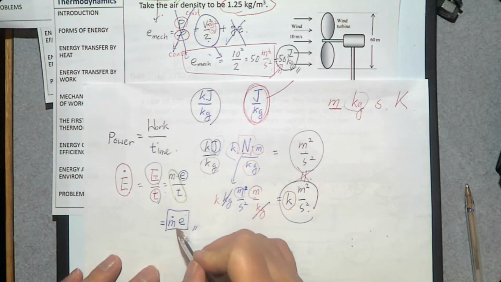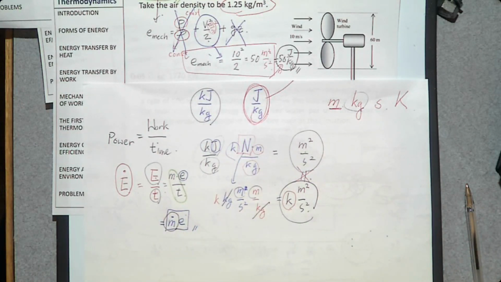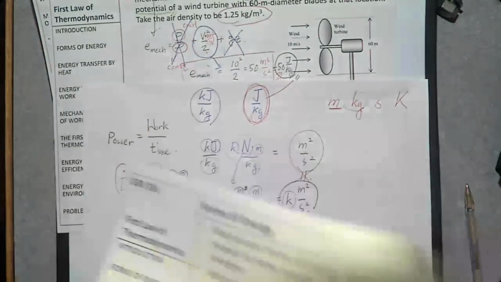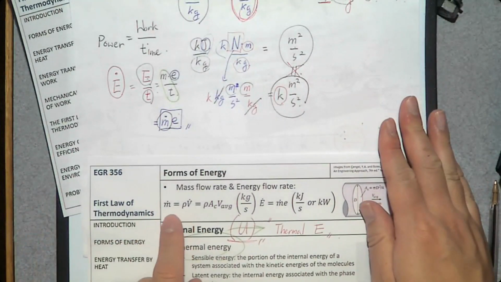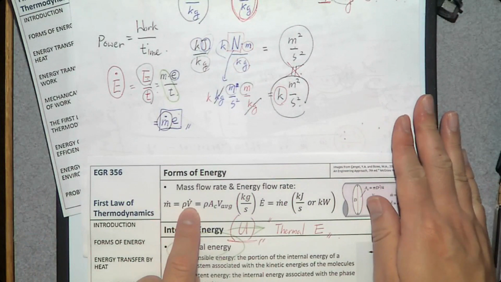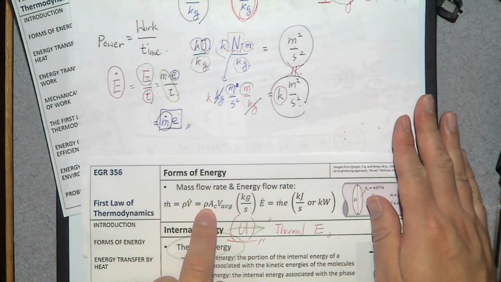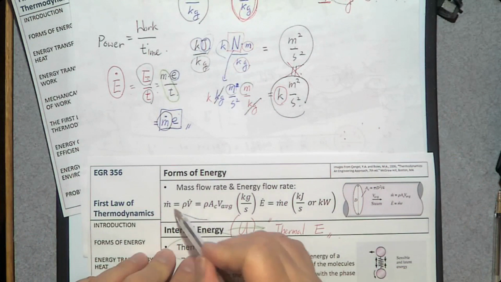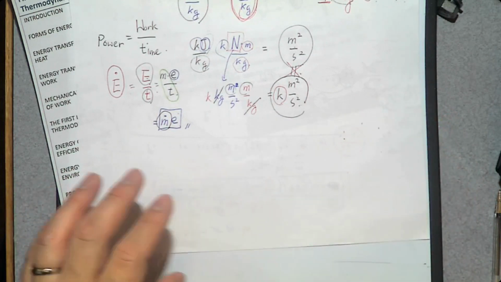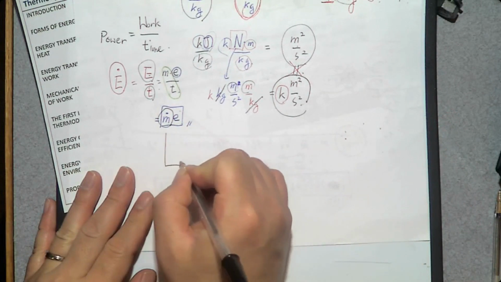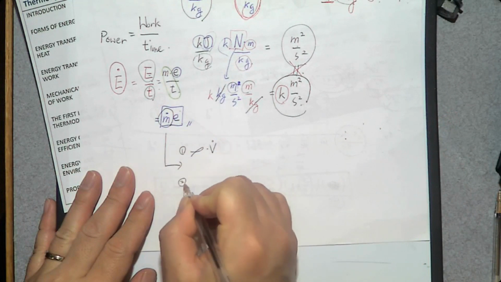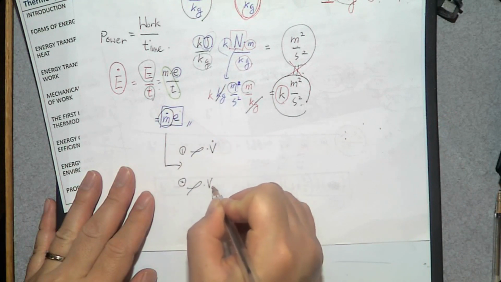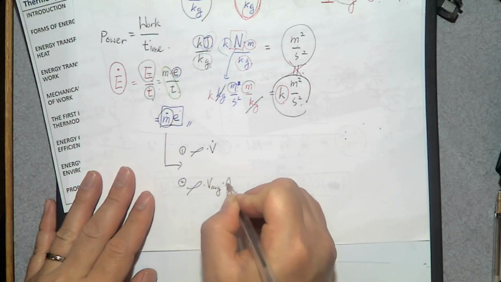So let's do that. How can we determine this m dot? M dot can be found by this equation. M dot is density times volumetric flow rate, or density times average velocity times cross-sectional area. So I'm going to write this one here. M dot can be determined in two different ways. Number one, density times volumetric flow rate. Number two, density times average velocity times cross-sectional area.